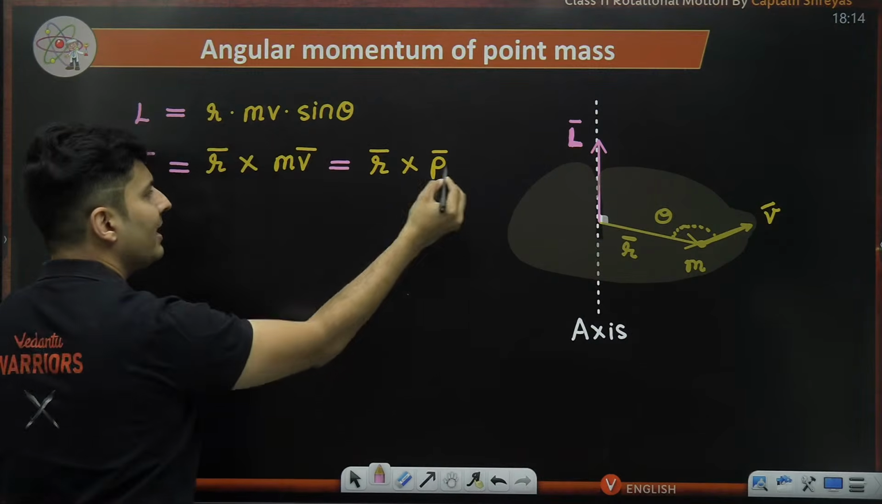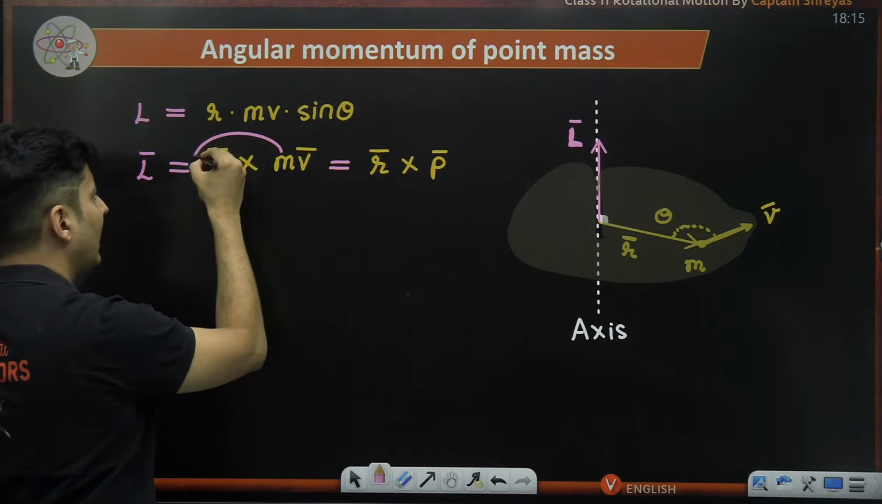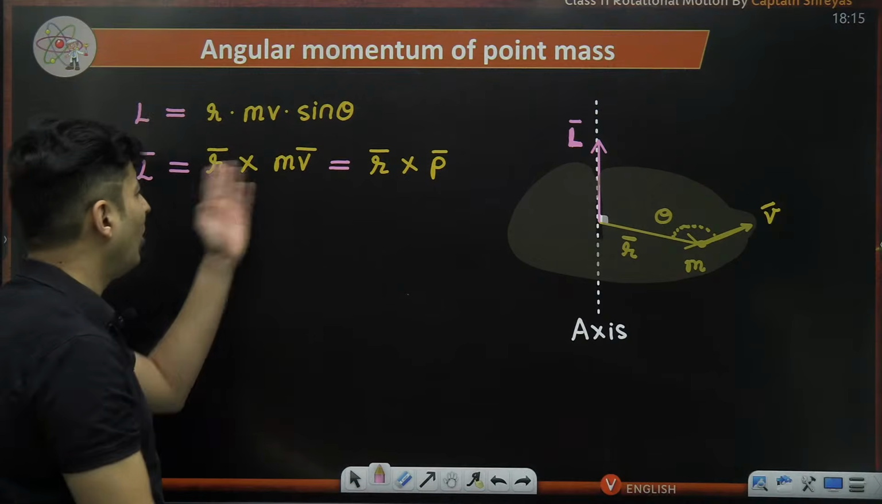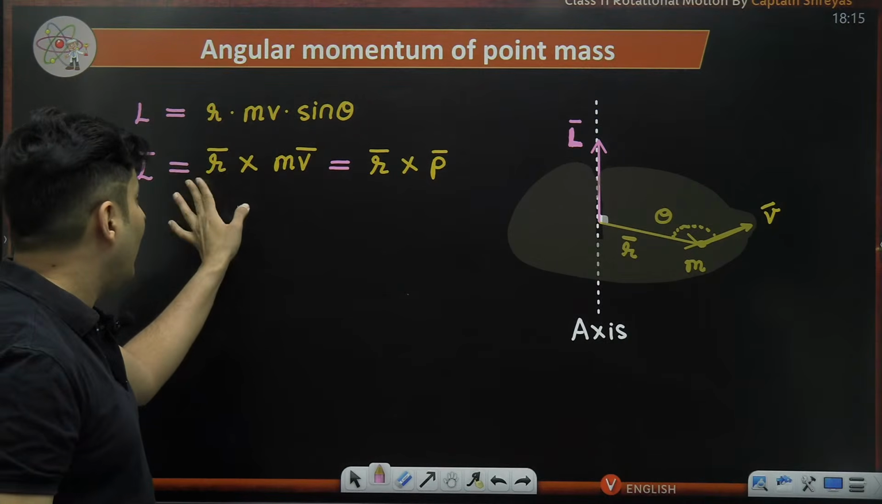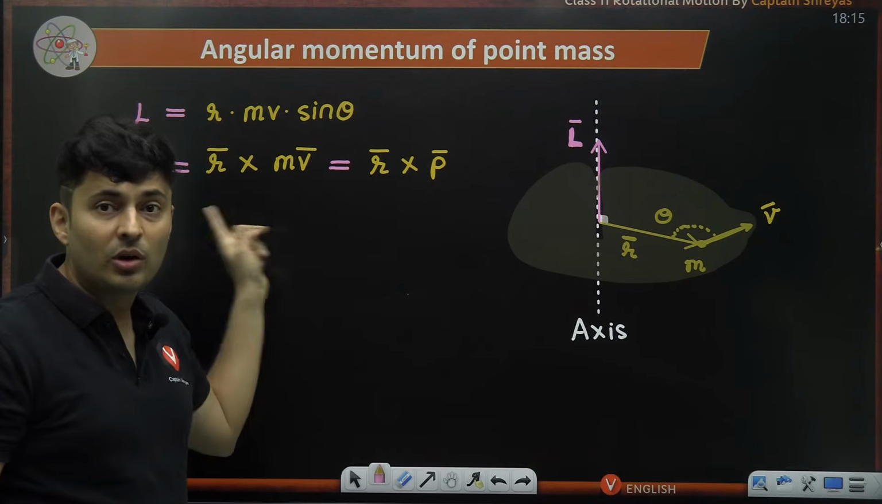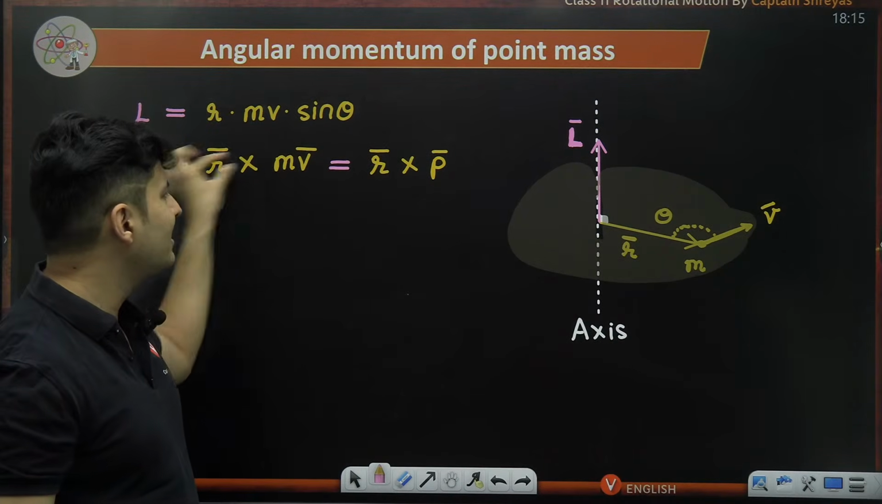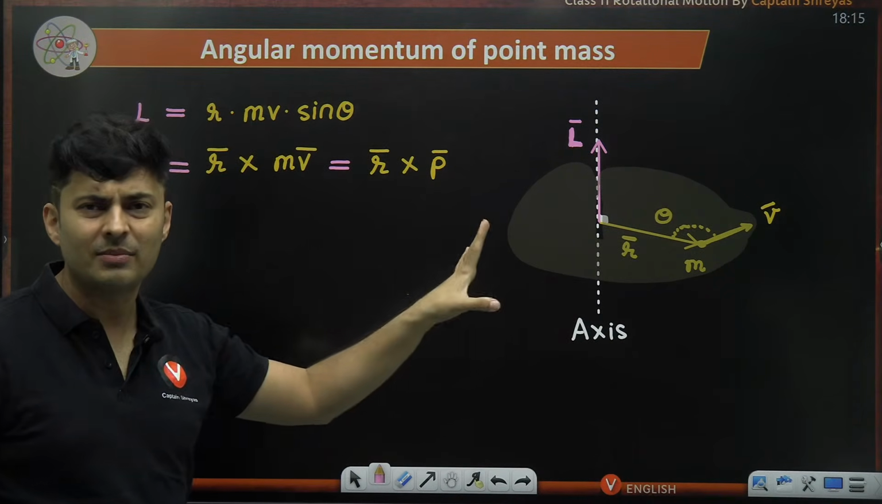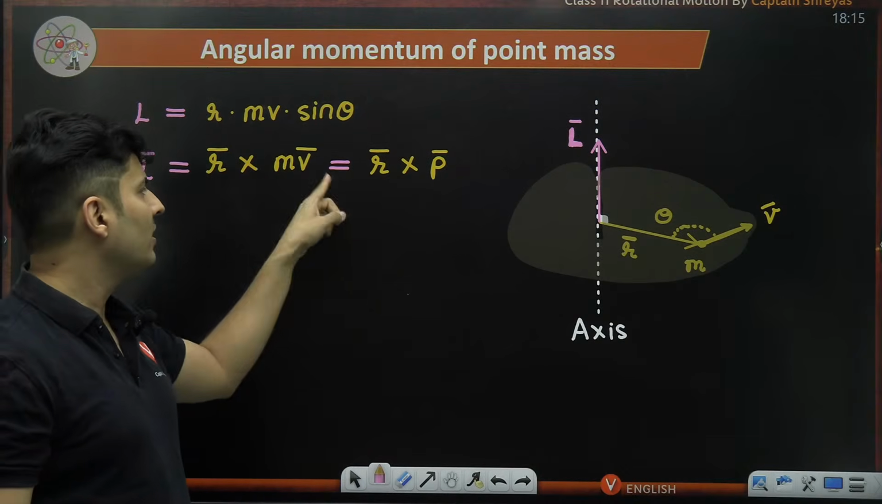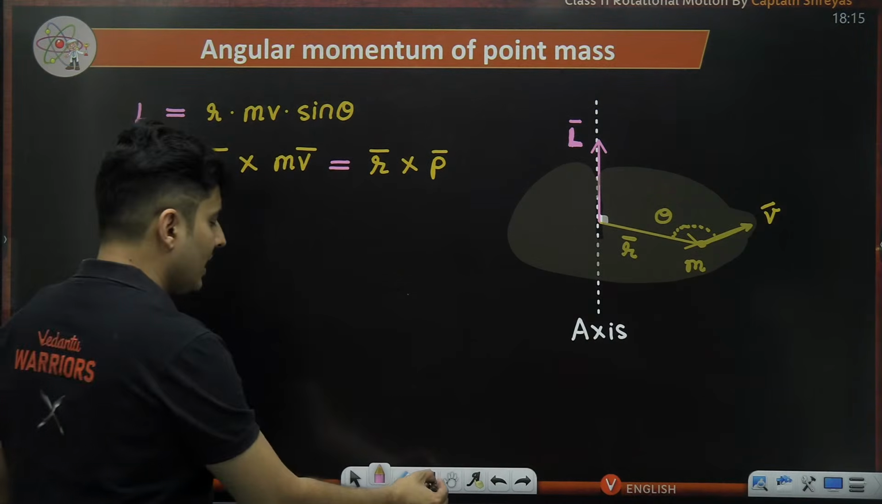M into V is linear momentum. Sometimes people write M before also. That's okay. The order does not matter. But R should be before V. Do not put V cross R because then the direction will be completely opposite. Mass is a scalar quantity. Scalar quantity you can put wherever you want. It doesn't matter. But R cross V, that is the exact formula.